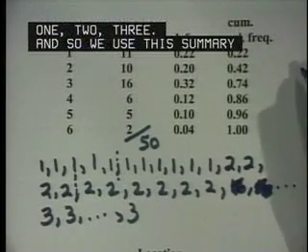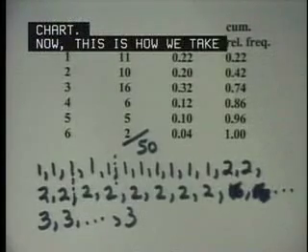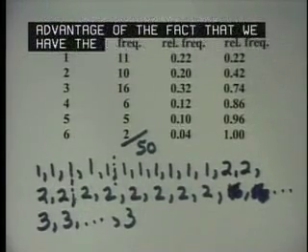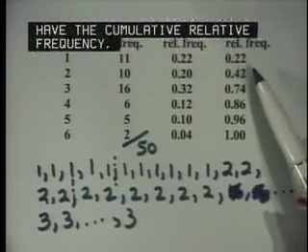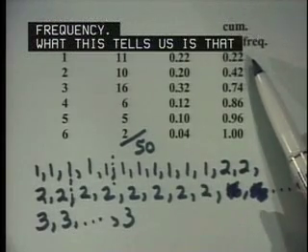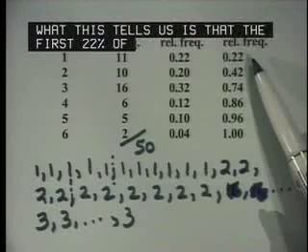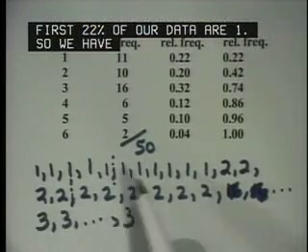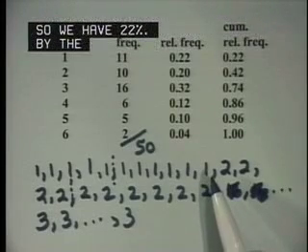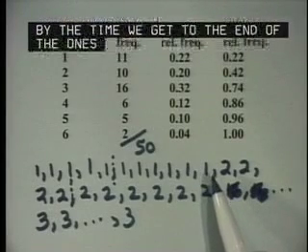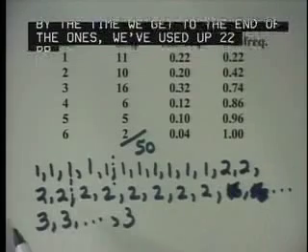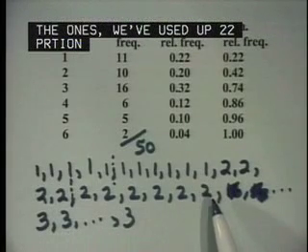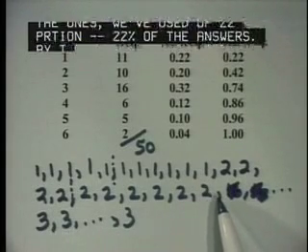Now, this is how we take advantage of the fact that we have the cumulative relative frequency. What this tells us is that the first 22% of our data are 1s. By the time we get to the end of the ones, we've used up 22% of the answers. By the time we get to the end of the twos, we've used up 42% of the answers.